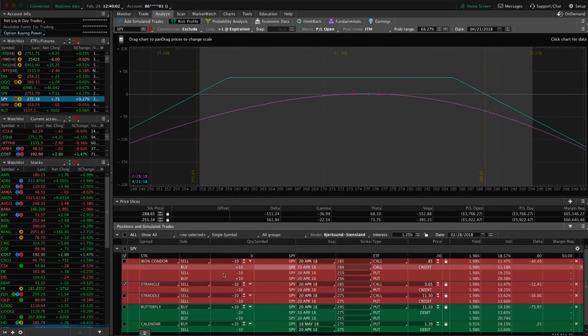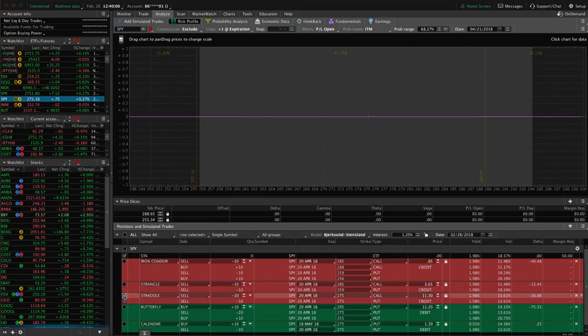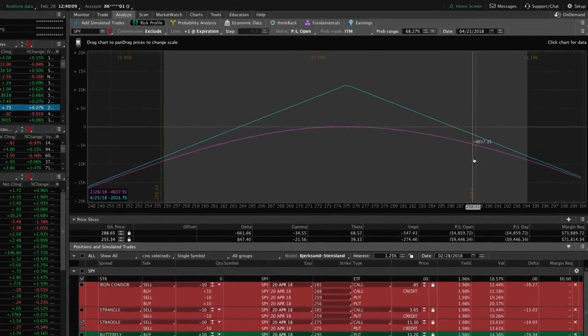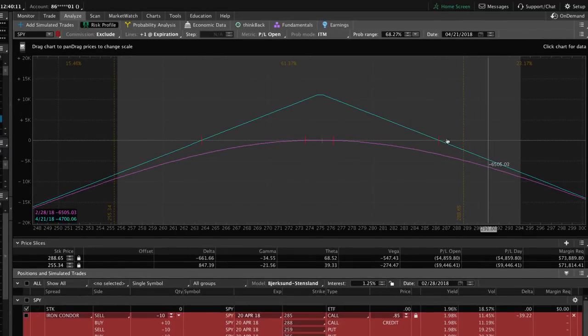So if we jump back over to the platform and uncheck our strangle and we check on our straddle, what you'll notice is that our break-even points are much closer to where the current price is. So if we drag our price slices to those break-even points, again, the platform will automatically give us our probability of making money on the trade if we hold it all the way to expiration.